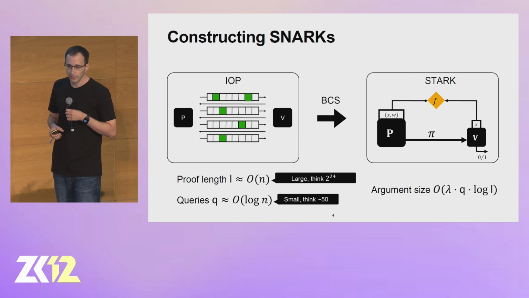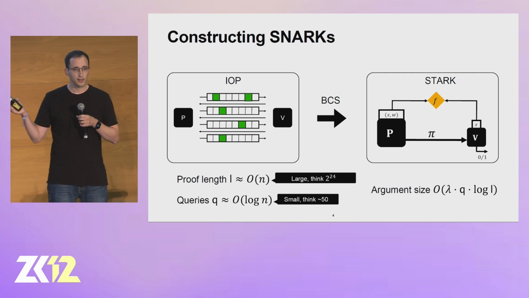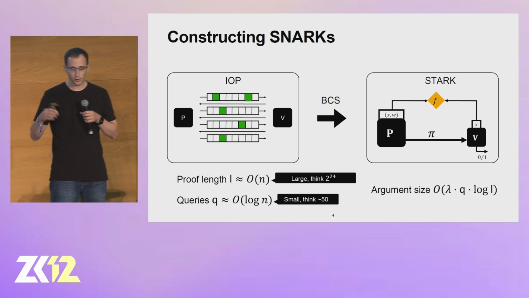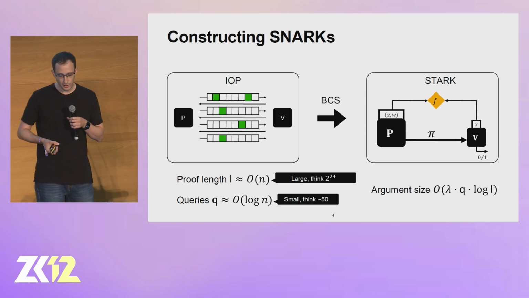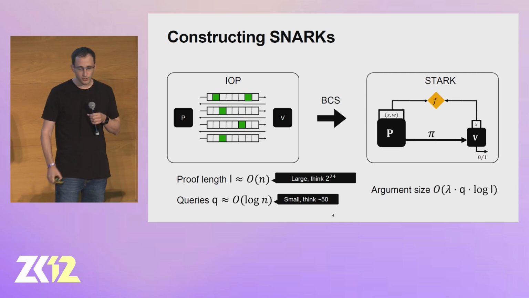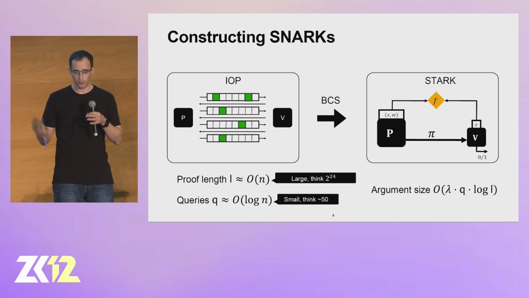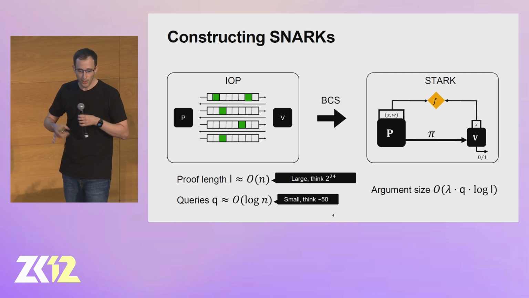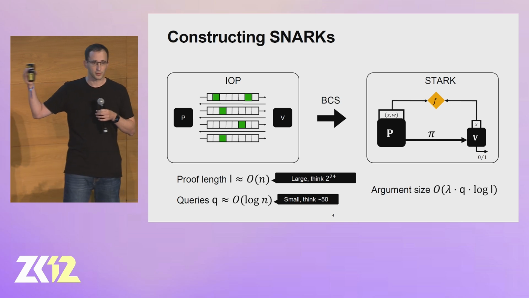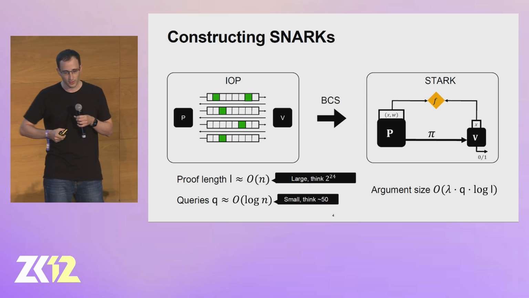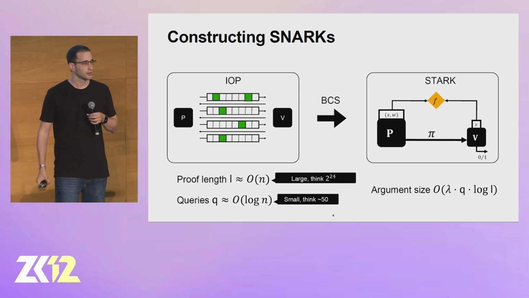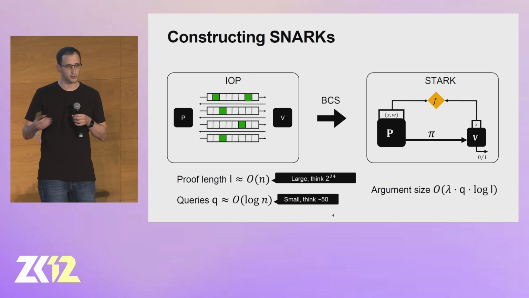The efficiency of the SNARK is mainly determined by the efficiency of the IOP. So the prover is roughly the same, and the verifier is roughly the same with additional hashes. If you have a proof of length L and Q queries, usually the proof length is big. This is the size of your computation, let's say 2 to the 24, and you have some number of queries. This is going to affect the argument size at the end and the verifier running time and so on. So we want to construct more and more efficient IOPs for the relation you want to prove, for R1CS or something like that.